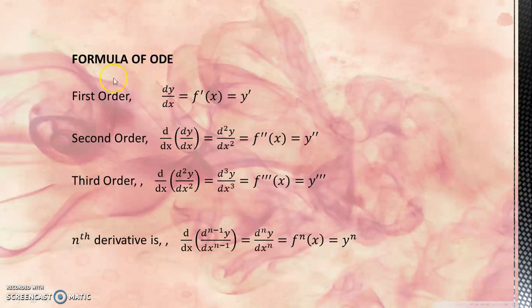Formula of ODE. The first equation is called first order since it involves the first derivative. Then, the second equation is called second order because it involves the second derivatives. Next, the third equation is called third order because it involves the third derivatives. Same goes to the nth order since it involves the nth derivatives.